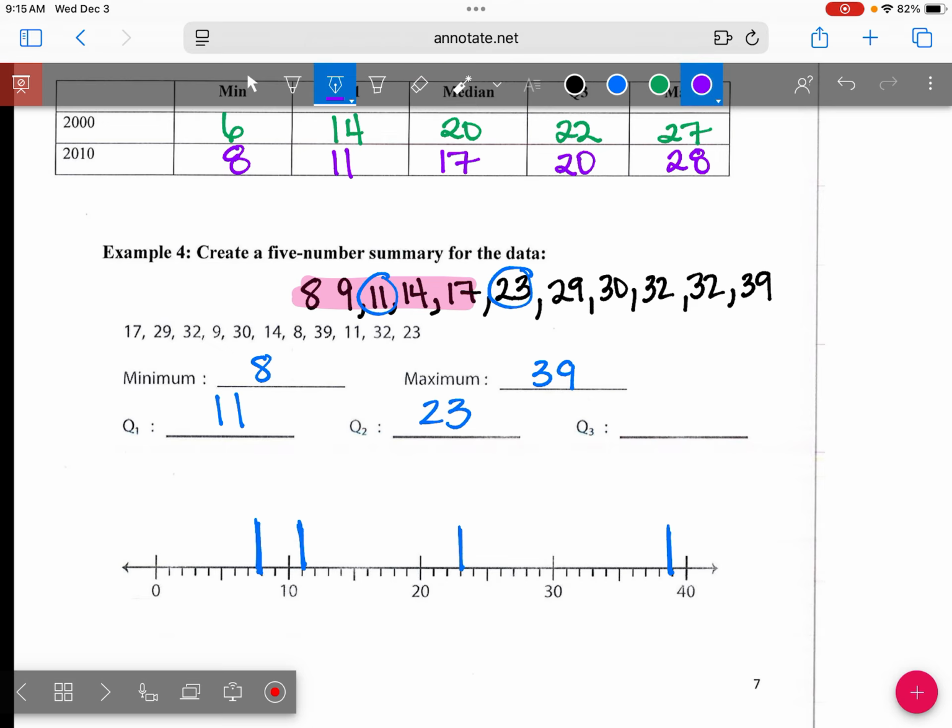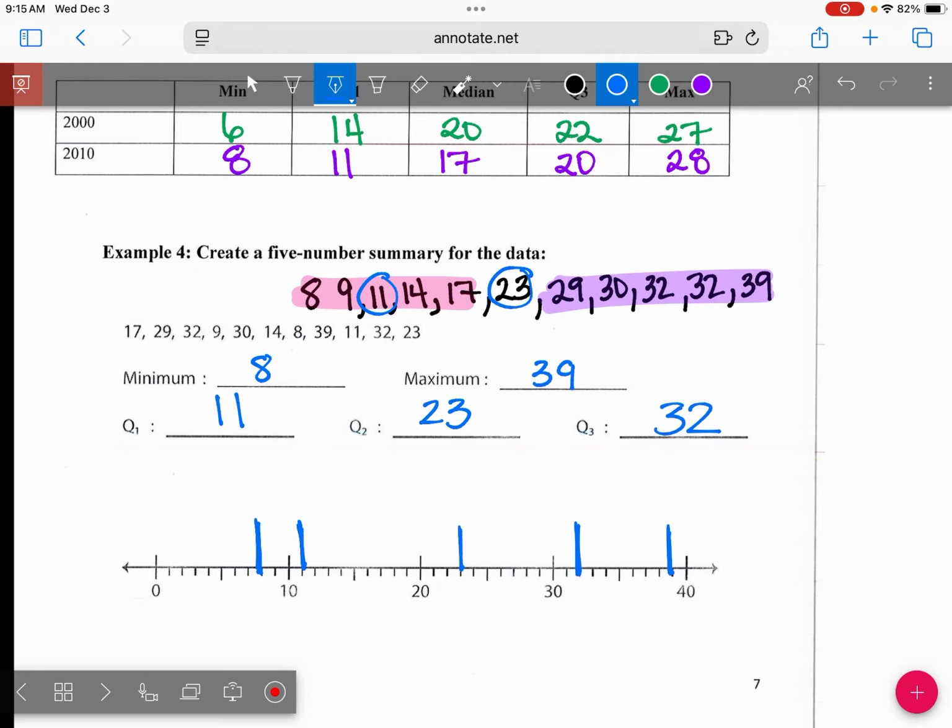So when I look at these numbers, oops. Okay. Pen difficulty. There we go. All right. When I look at these numbers, that would be the upper half. So what's the median of those numbers that you see highlighted in purple? What number is in the middle? 32. So that would be my Q3. Go ahead and make a little line at 32.